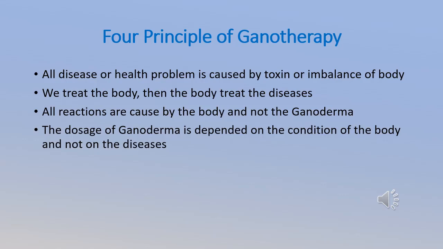The fourth rule is that the dosage of Ganoderma is dependent on the condition of the body and not on the disease. Many people ask me, okay, for diabetes, how many RGGL should we take? How many spirulina should we take? These are wrong questions, because we do not treat disease. That's why our dosage does not depend on the diseases, but on the condition of the body.